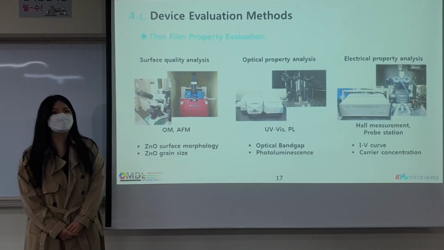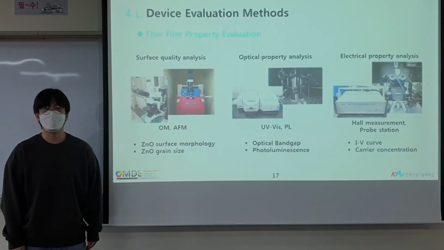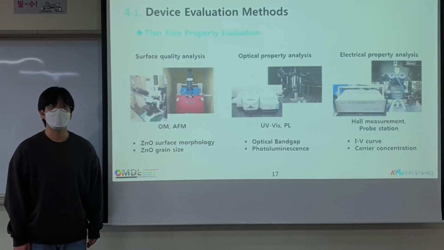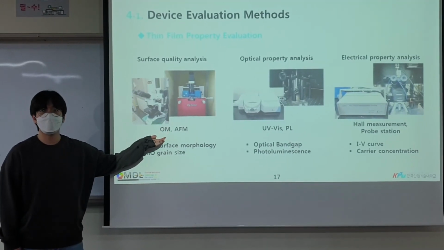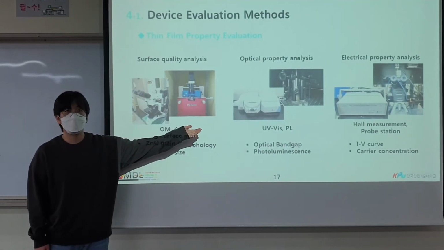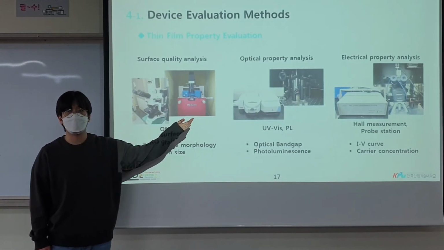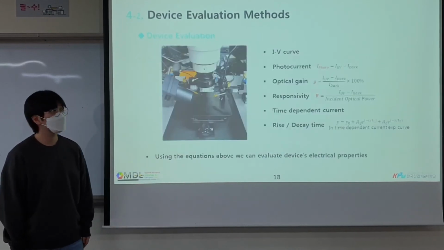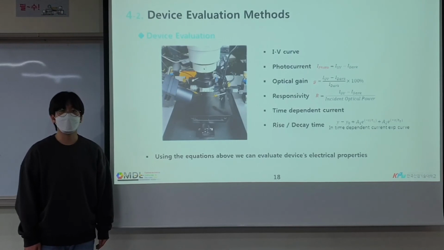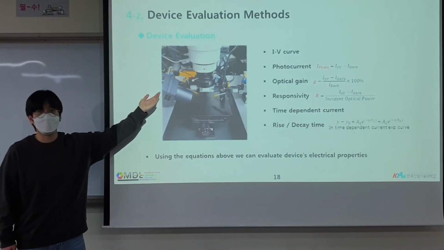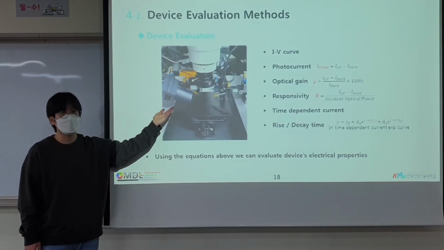From now on, Jung-hyun Kim will talk about it. Our final goal is to improve the response time of the flexible zinc oxide UV sensor. So we will evaluate surface quality through SEM and AFM, optical properties through UV-visible and PL, and electrical properties with Hall measurement and probe station. And also, we will evaluate electrical properties of the device like IV curve, photocurrent, optical gain, responsivity, time-dependent current, and light decay time.